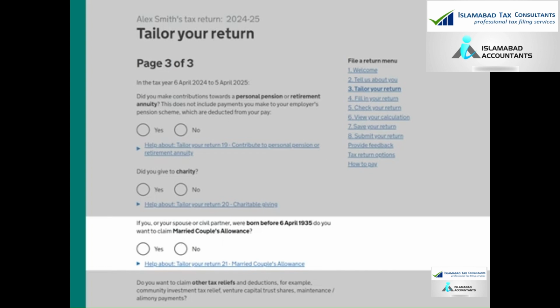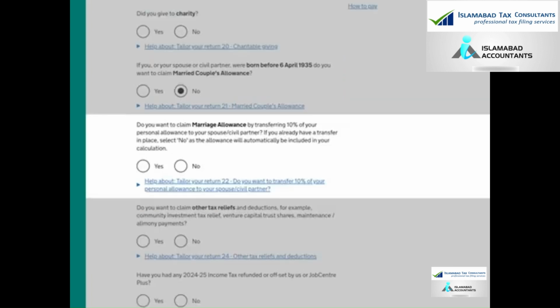This question is asking if you want to claim married couples allowance. Most people will not be eligible to claim this. This is because either you or your spouse or civil partner must have been born before the 6th of April 1935. It isn't about marriage allowance, where you can transfer some of your personal allowance to your spouse or civil partner. If you're not eligible to claim married couples allowance, answer no, and we'll then ask about marriage allowance.